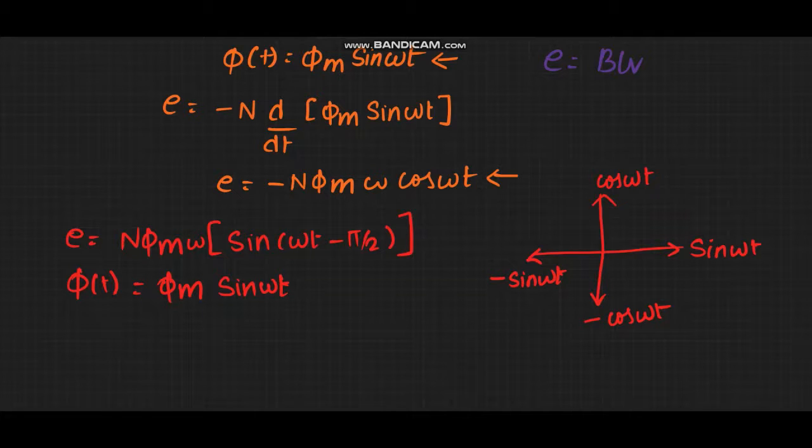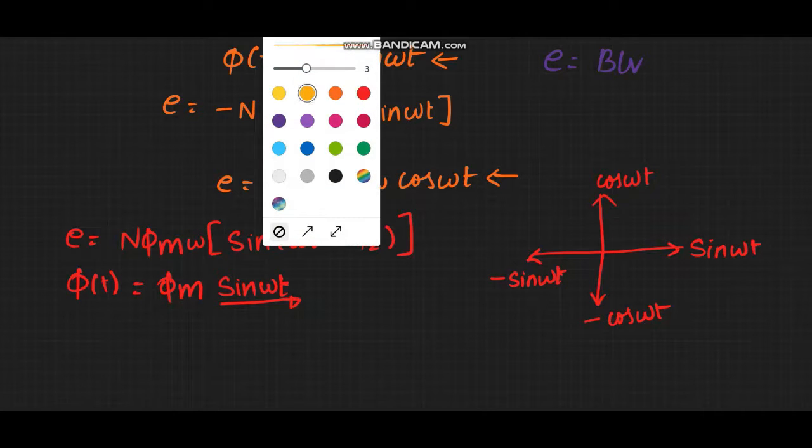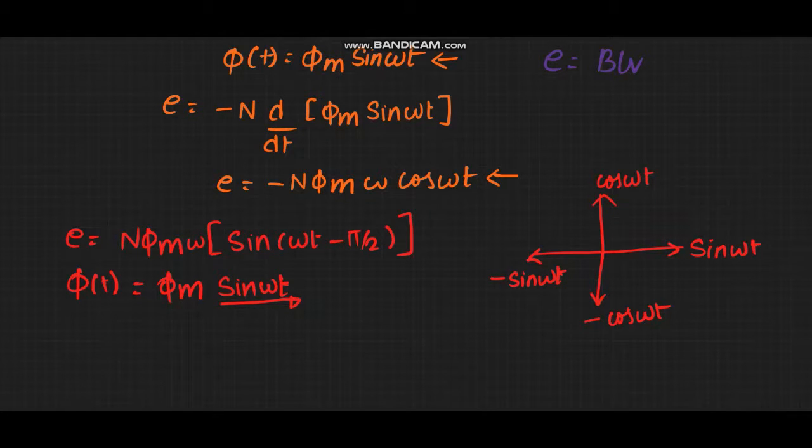Now once we have represented both waveforms in terms of sine, it'll be easy for us to compare. Let's say this being represented here. Since this is sine omega t, this will be in the positive x-axis. This will be my flux. And as you can see here, our induced EMF is lagging by 90 degree, which is something like this. This will be our induced EMF.